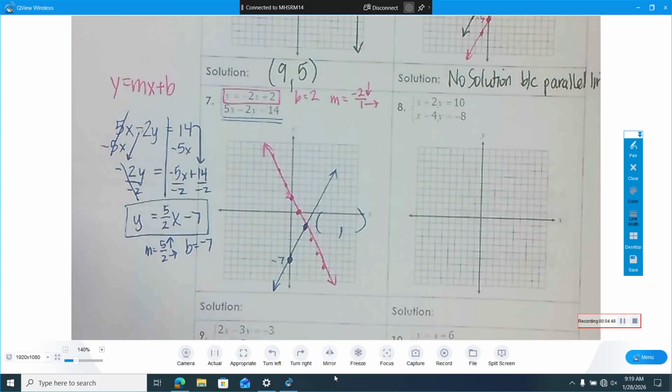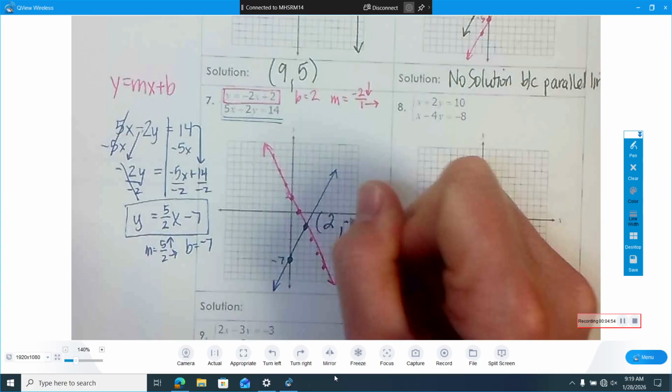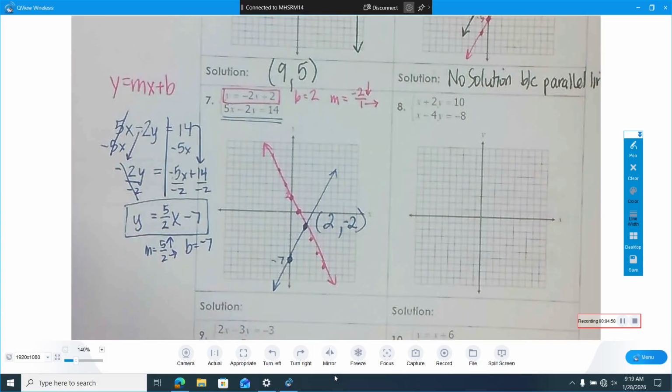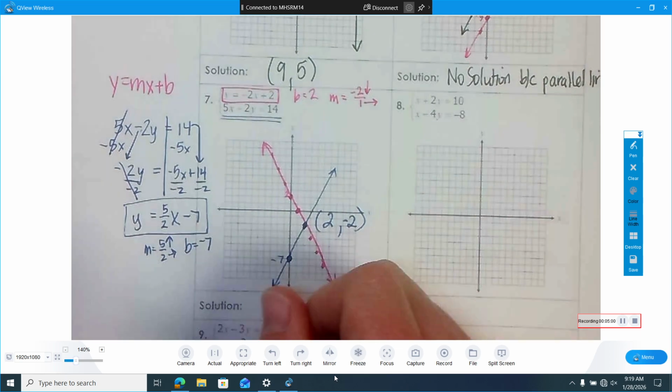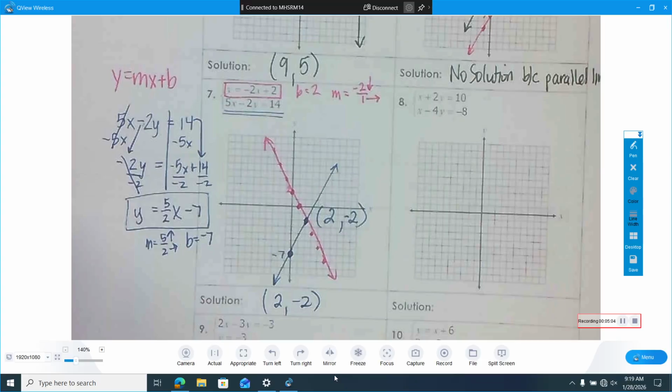Where do those 2 lines cross? 2, negative 2. Yep. So we went 2 to the right and down 2. So that's the negative 2. So 2, negative 2, the solution is 2, negative 2. So your job today is having to solve for y first. All right? So if the y isn't alone, you got extra work to do.